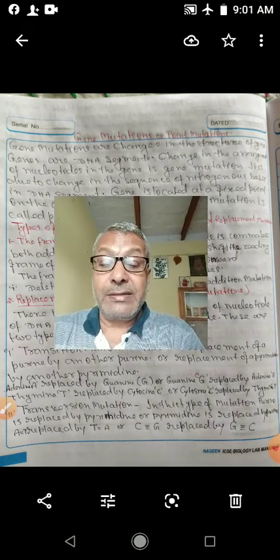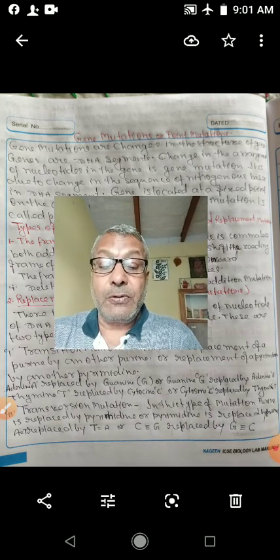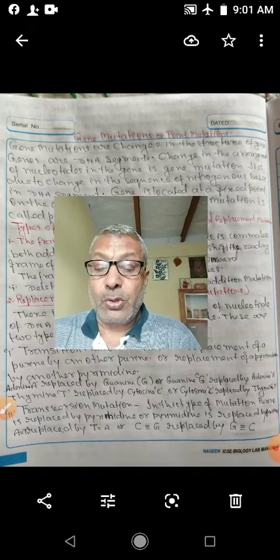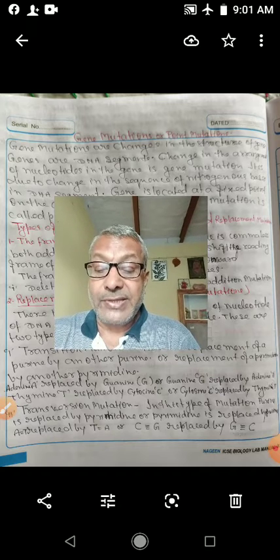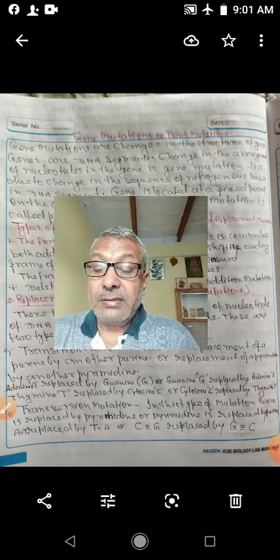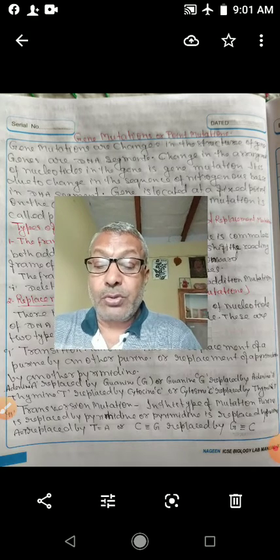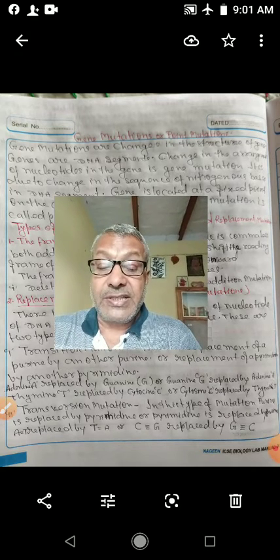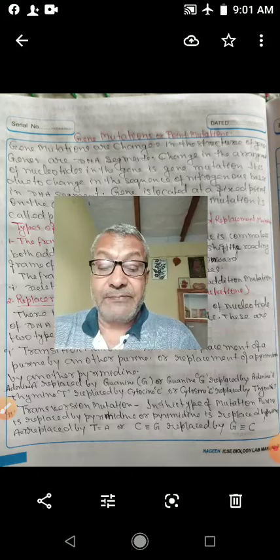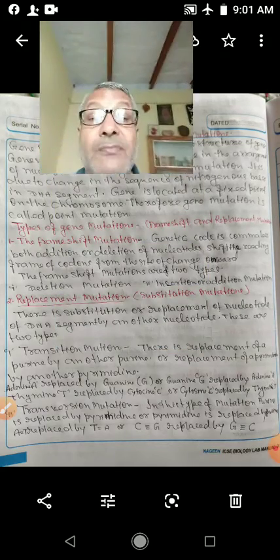Genes are located at a fixed point on the chromosomes. Therefore, gene mutation is also called point mutation. Children, these gene mutations or point mutations are of many types. First, gene mutation is divided into two types: first is frame shift mutation and second is replacement mutation.